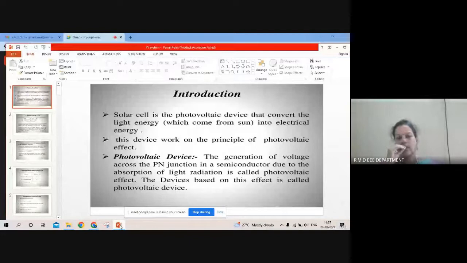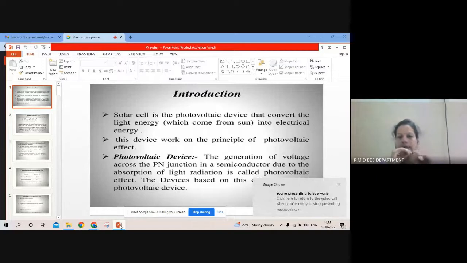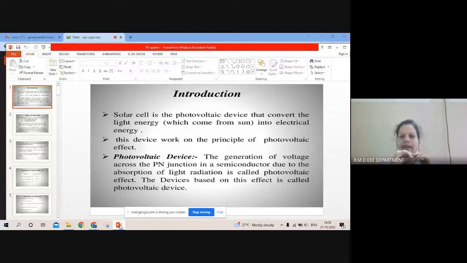And now, in this video, I'm going to give an introduction regarding the solar cell and the process happening in the solar cell in order to come out with electricity production. So regarding the solar cell, we all know that it is a photovoltaic device which converts the light energy absorbed from the sun into electrical energy. And this works on the principle of the photovoltaic effect, which is the generation of voltage across the PN junction in a semiconductor due to the absorption of light radiation.